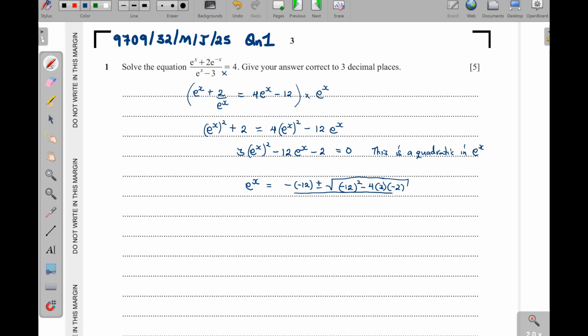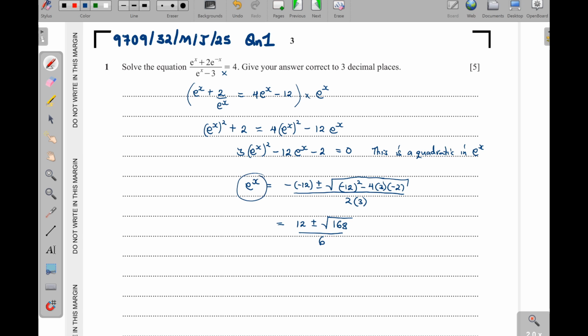then out of 2a. Okay, so this one gives us positive 12, then plus or minus the square root of, this is 144, then we shall add a 24. So 144 plus 24 will give us 168. So we shall have the square root of 168, then out of 6.